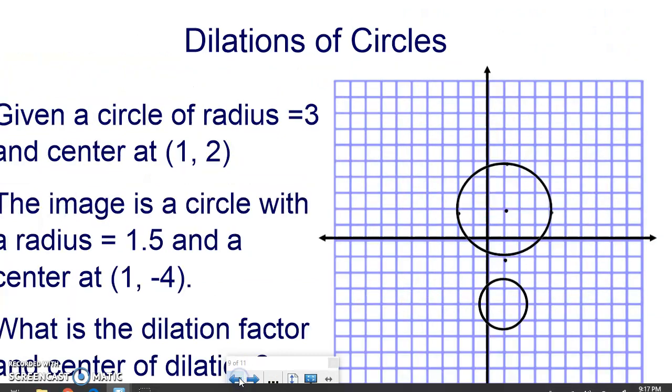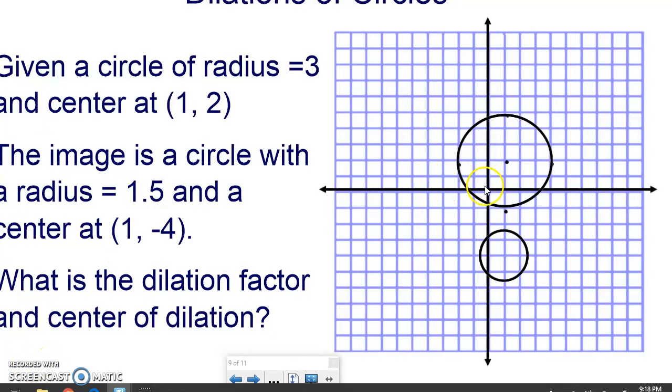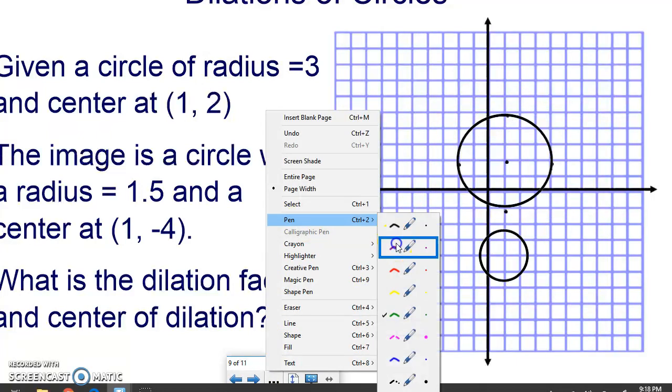All right, going back to the other circle problem. So obviously these two things are sitting right on top of each other. It says given a circle of radius 3 and a center at 1, 2. So the original circle is this big one because it's right 1 up 2. So the pre-image is my big circle, and my image is this little circle.